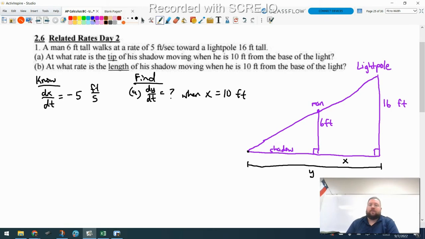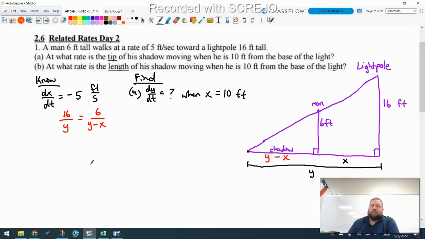What we can do is use our similar triangles. So I have 16 divided by y. Just take the two sides, divide them, 16 over y. And that's going to be equal to the smaller triangle, 6 for the man over, and then we need something for this distance. Well, we labeled the entire distance y, and we labeled this distance in here x. So that would make this y minus x. And that's going to be the denominator of our smaller triangle.